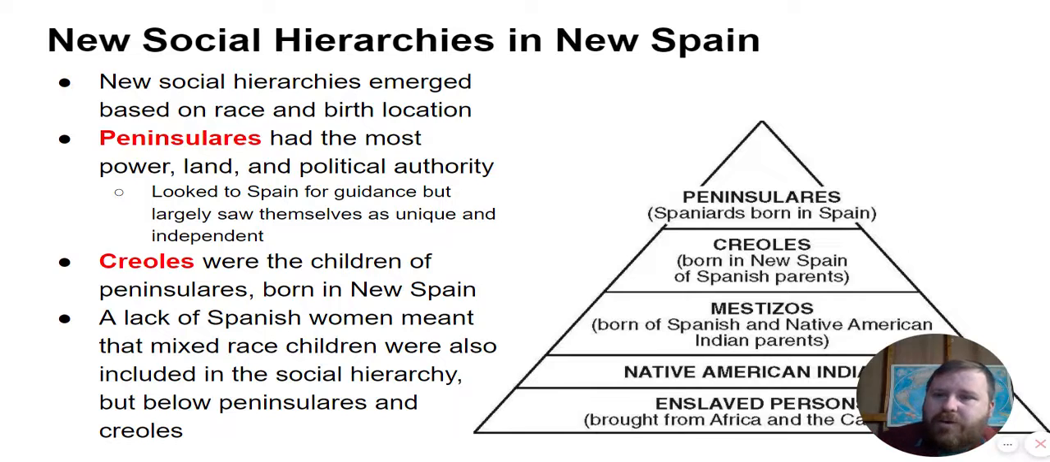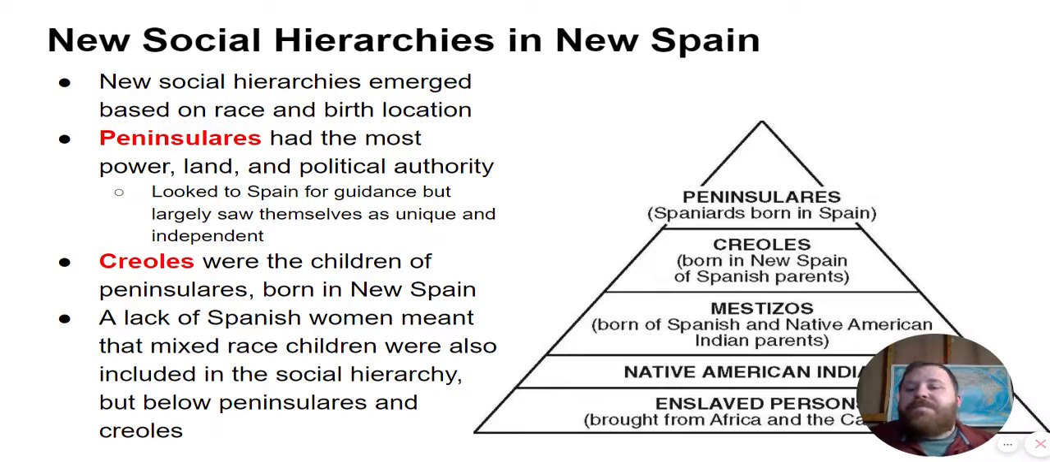All right, new social hierarchies emerged in New Spain, meaning Latin America, where the Spanish have control in North and South America. These new social hierarchies are based on race and birth location. So at the top of this social hierarchy, you have the peninsulares. The peninsulares are Spaniards who were born in Spain. So if you were not born in the New World, you had the highest possible social status here. They had the most power, the most land, the most political authority, and they looked to Spain for guidance, but they largely saw themselves as unique and independent of the mother country, and they kind of did their own thing.